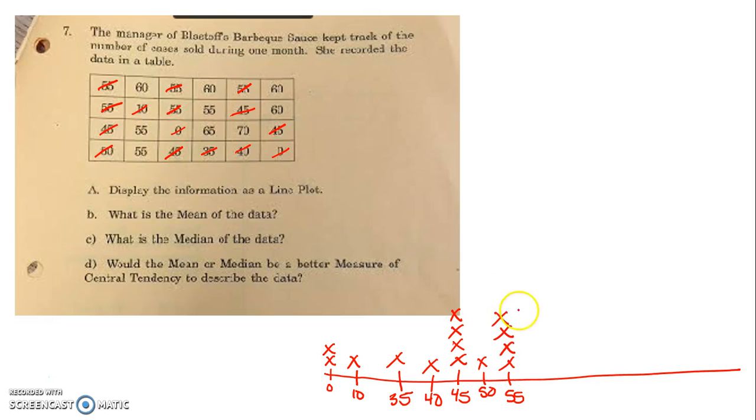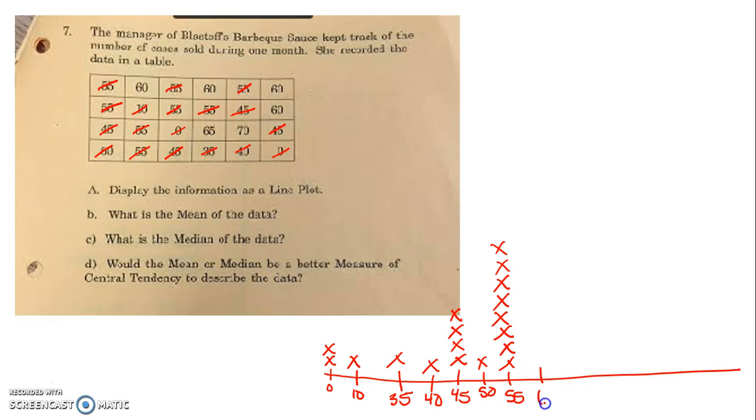I bet the average is around 55. There's another day they sold 55 cases, another, another, and another. So it looks like 1, 2, 3, 4, 5, 6, 7, 8. There were 8 days where they sold 55 cases.